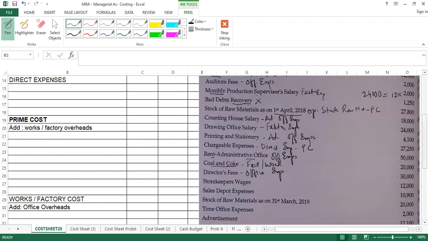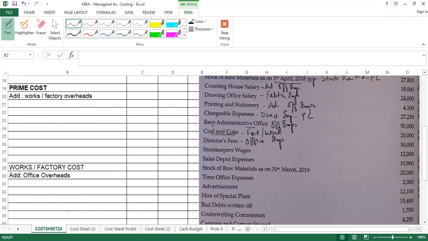Storekeeper's wages. Storekeeping or the stores department is in the factory and he is helping the factory to ascertain the raw material, issue of raw material, controlling and maintaining the inventory. So he's working for the entire factory. So that is factory expenses or factory overheads. Next.